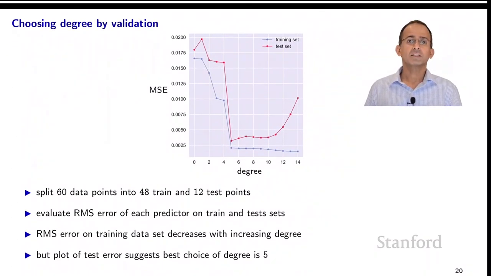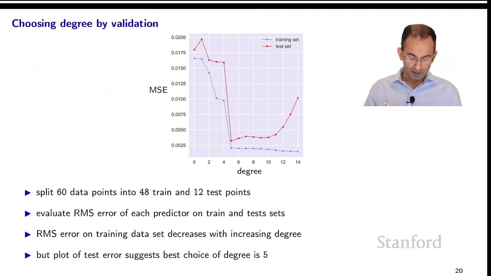Now we'll take those same 60 data points, and we'll split the data points into 48 training points and 12 test points. Now for each degree D, between here we've got degrees between 0 and 14, we're going to train a predictor on the 48 data points. And then we'll compute two numbers: it's RMS error on the training set, and it's RMS error on the test set.